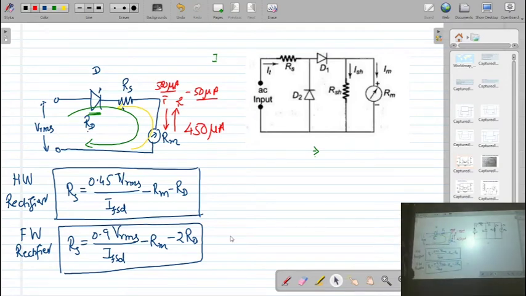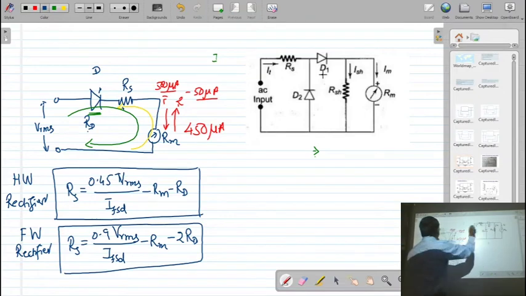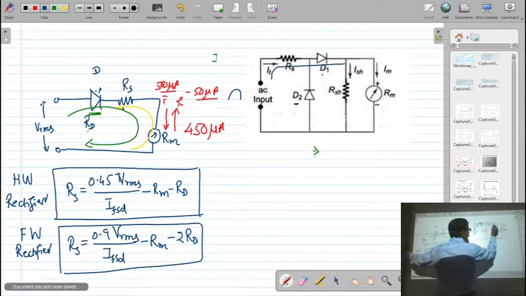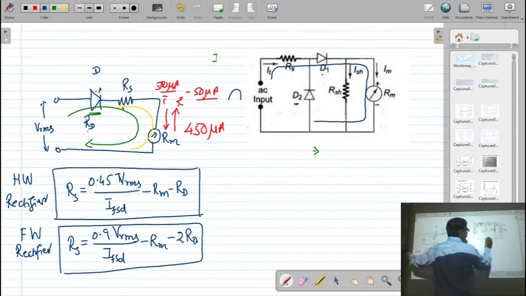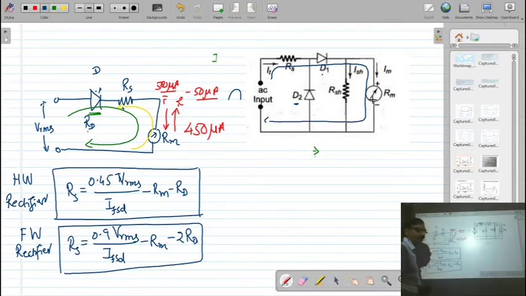Okay. So now here you can see that instead of one diode, we are using two diodes. D1, that is our original diode, is there, but D2 is another diode. So what will happen is that when the positive voltage comes, the current will flow through the diode D1, pass through the resistance and through the galvanometer, and the galvanometer will measure this.